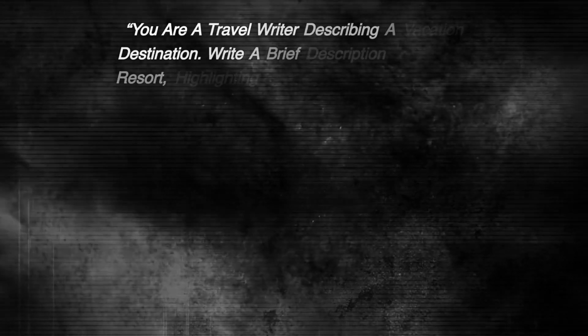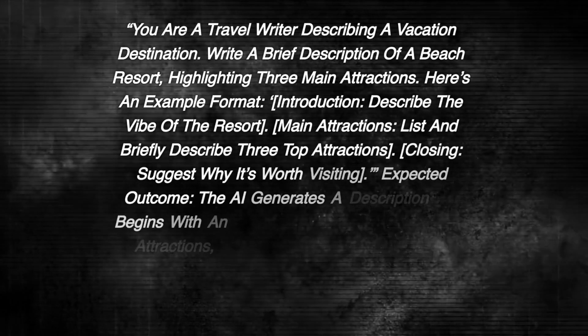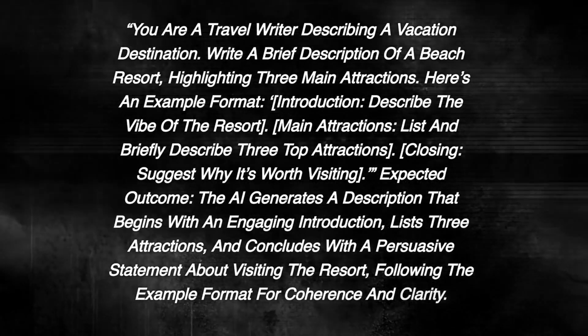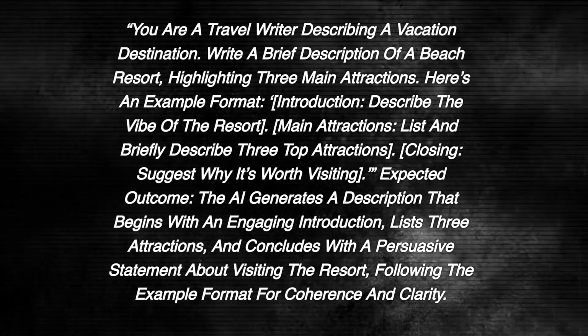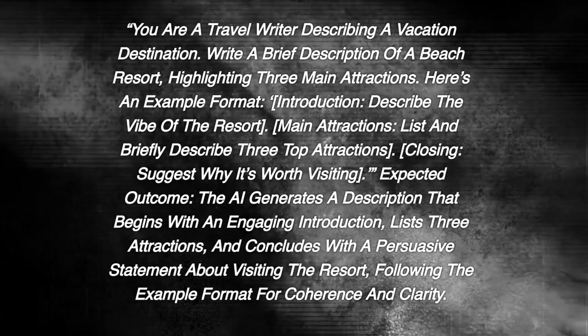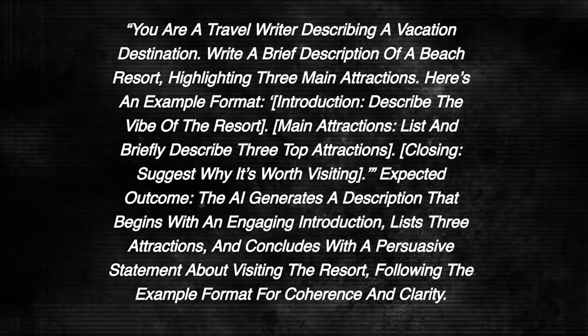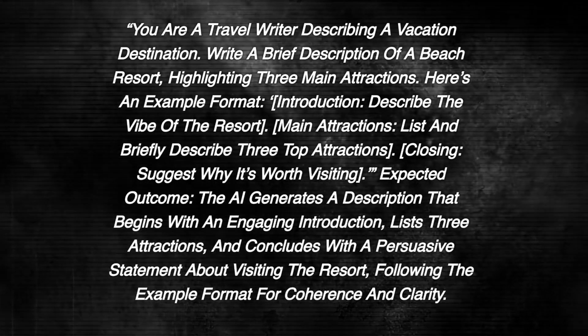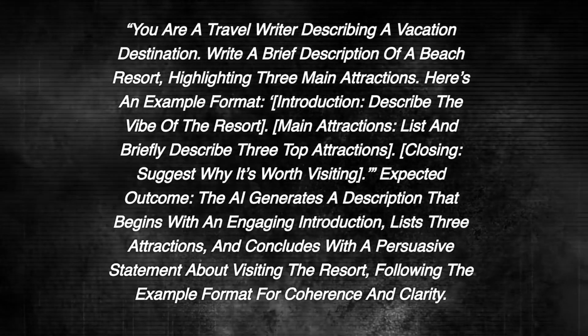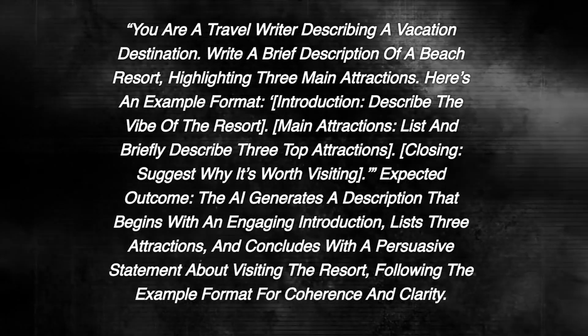Example prompt with examples provided. You are a travel writer describing a vacation destination. Write a brief description of a beach resort, highlighting 3 main attractions. Here's an example format. Introduction: describe the vibe of the resort. Main attractions: list and briefly describe 3 top attractions. Closing: suggest why it's worth visiting.